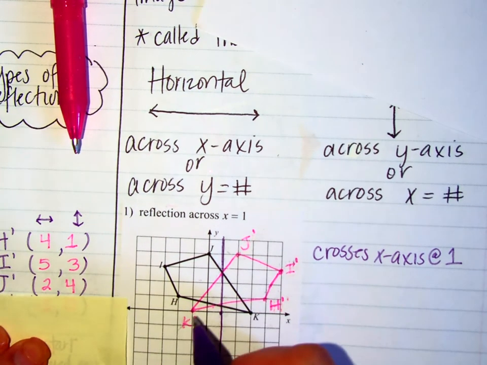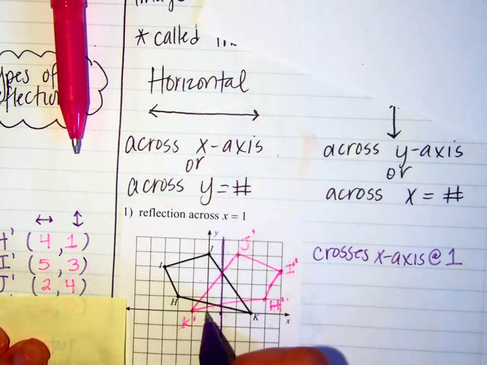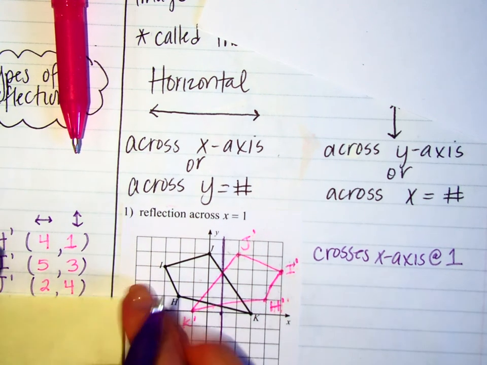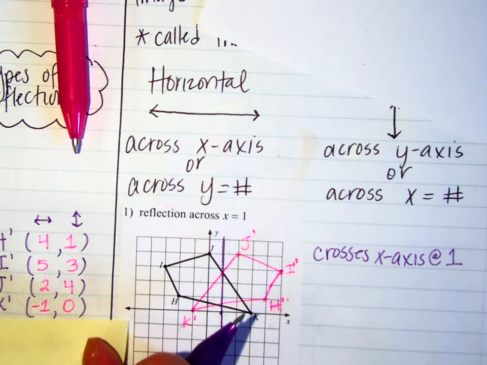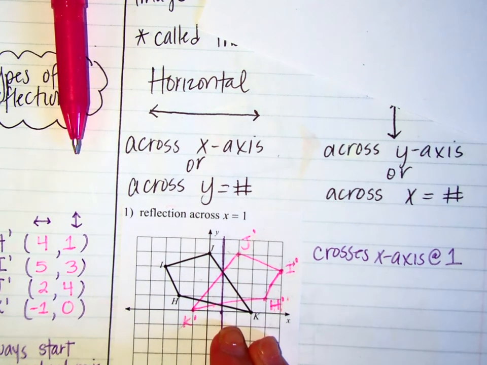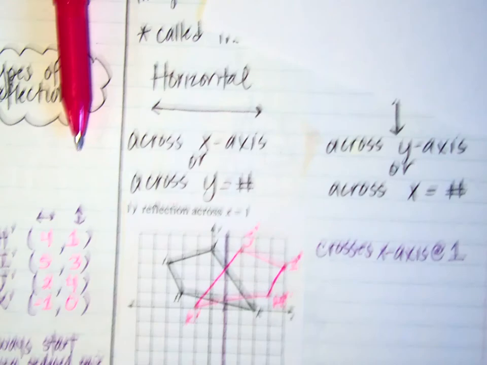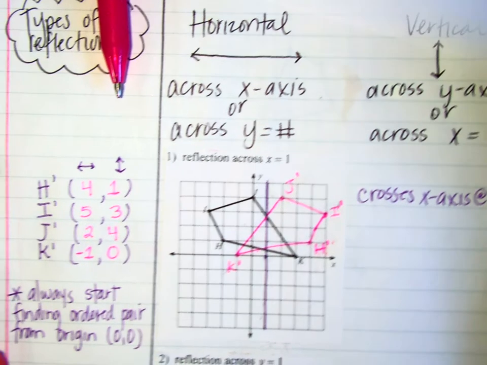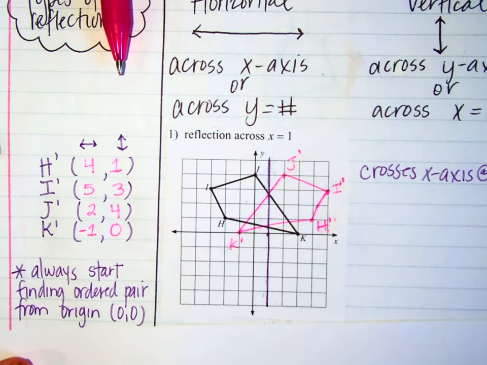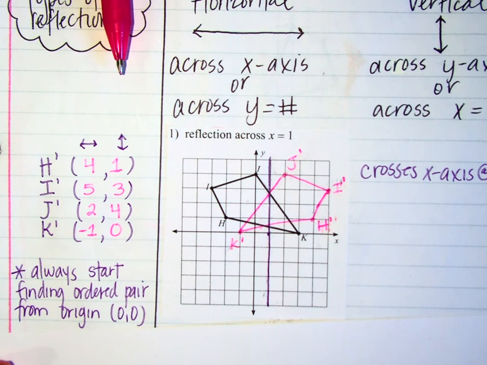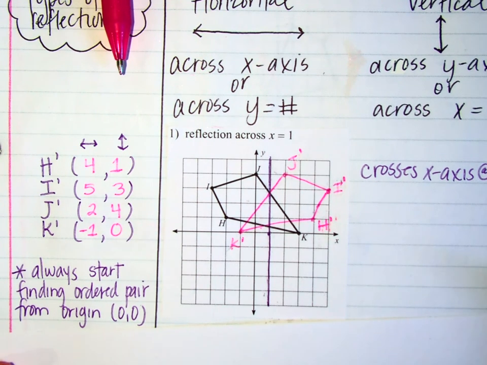And then K prime, from the origin, which is right here, we are going now 1 to the left, and we're staying there. So 1 to the left means -1, and to stay there means we're going to use a 0. So again, always start finding your ordered pair from the origin, never from the line of reflection, unless your line of reflection is the x-axis or the y-axis. Okay, let's try another one.